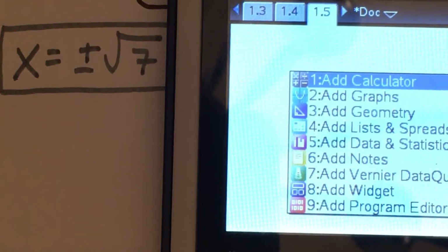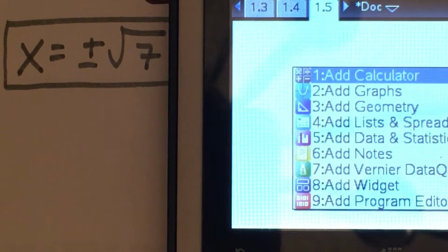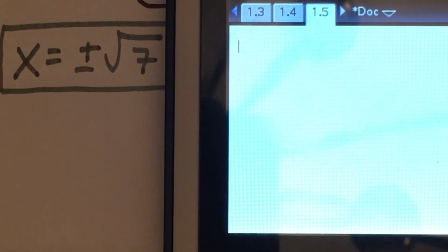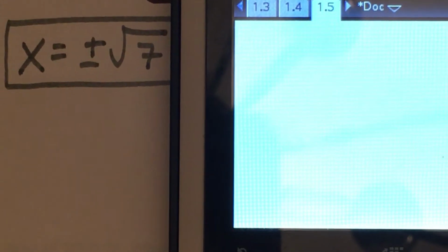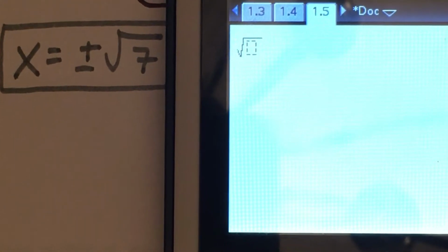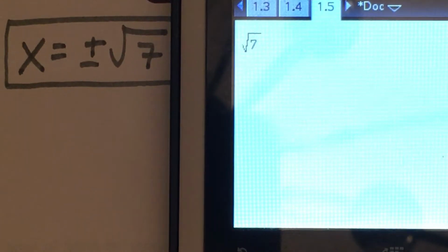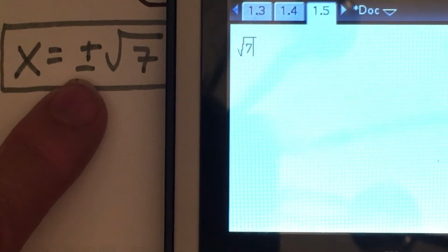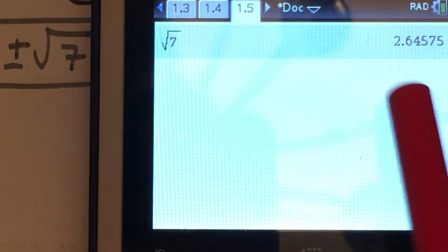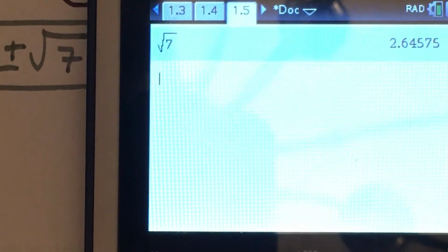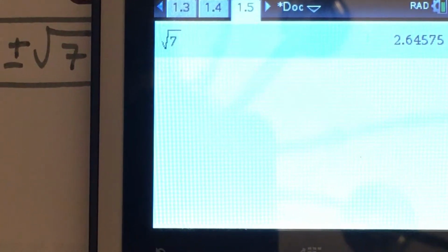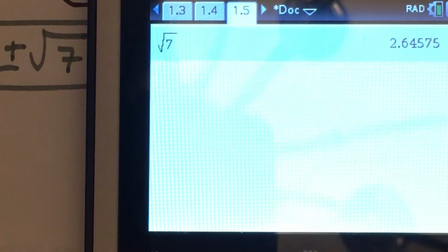Control Dock for a new page. You add your calculator, and let's go find the square root. So to get the square root, you push Control and then x squared, which is right next to the number 4, and put in your 7. So when you type it, you don't type the plus and the minus. You just put the square root of 7, and you get a decimal value of 2.64575.